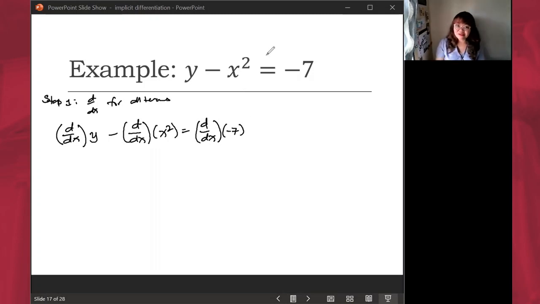Next is to get the derivative of all of these terms. So we do that slowly. Step 2 is to differentiate. Let's begin with the first term. You are getting the derivative of y here. Imagine that you're just getting a simple derivative. Say I ask you to get the derivative of x. What will that be? You'll answer me with 1. Very good. Same concept here.